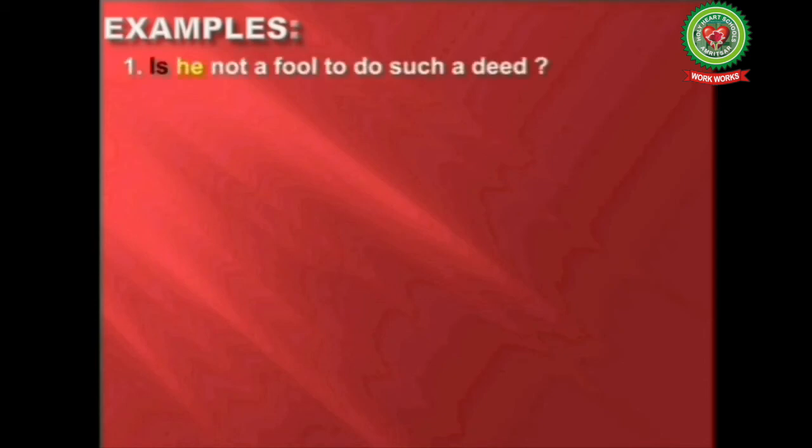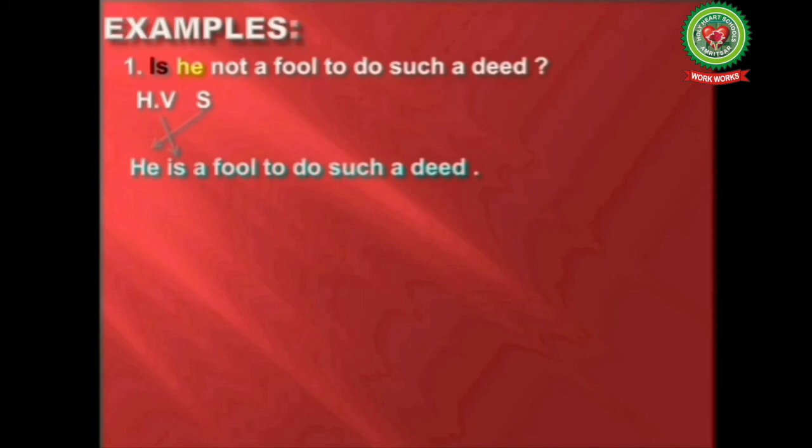Students, let's take some examples to understand how to transform interrogative sentences into assertive sentences. Here is the first example: Is he not a fool to do such a deed? Now, to change this into an assertive sentence, we have to follow 3 steps. First of all, identify the subject and helping verb in the sentence. Then we have to interchange the position of subject and helping verb. Third step, if the question is negative, the statement will be positive, and if the question is positive, then the statement should be negative. Here you can see the question is in negative form, so we will change it into positive. So our answer will be: he is a fool to do such a deed, and at the last the question mark will change into a full stop.